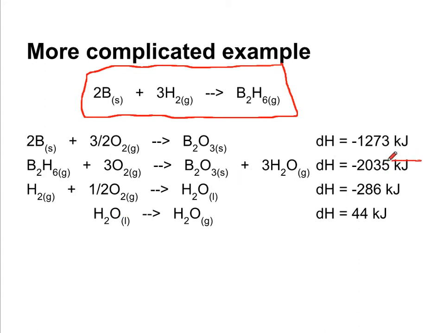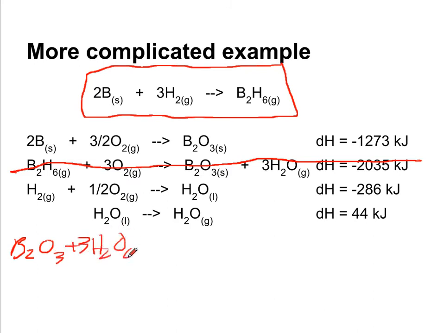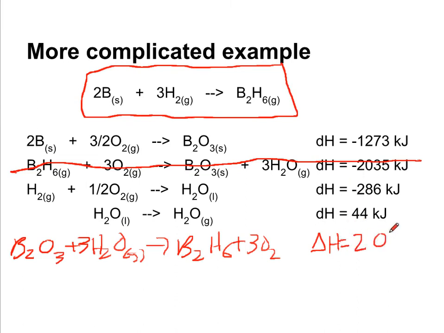So we're going to cross out this reaction right here, and we're just going to rewrite it backwards. So we're going to have B2O3 plus 3 water vapors. That's going to produce B2H6 plus 3 O2. And since we flipped the reaction, we have to flip the sign of our delta H value. So instead of being negative 2035, it's positive 2035.